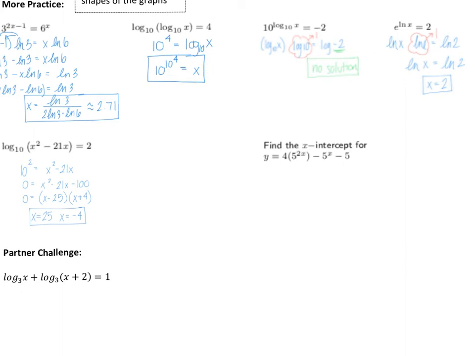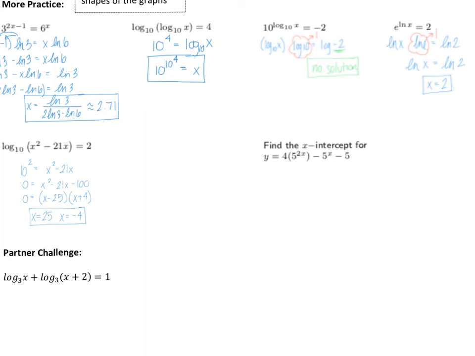The last example, your first step, put it into exponential. Realize then you're going to set it equal to 0 and factor. Back to the good old days. So if you got any of those wrong, please correct. We are now going to do our last problem together.